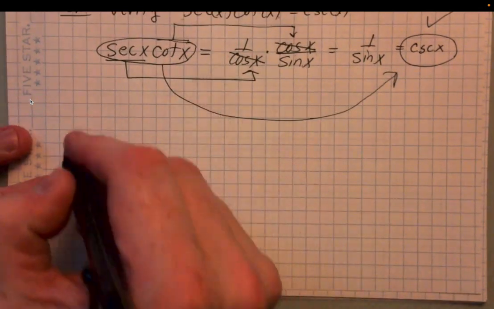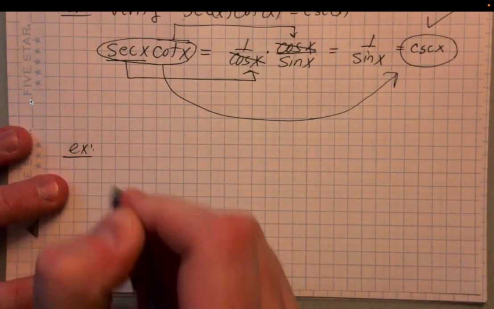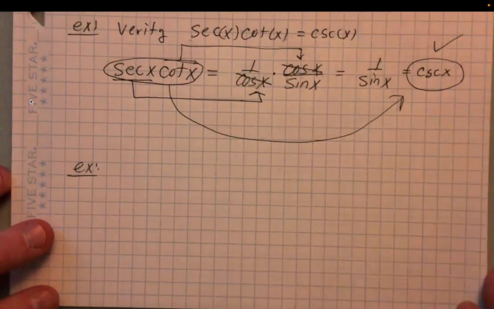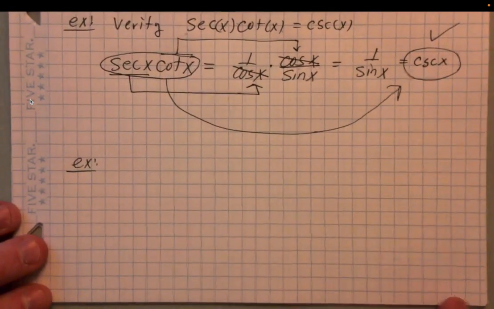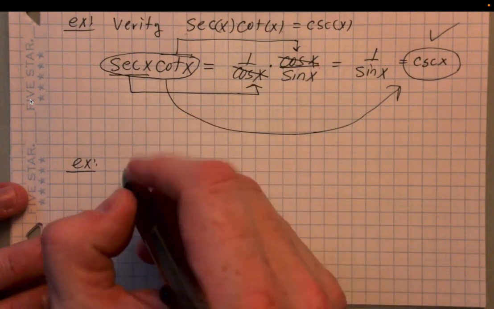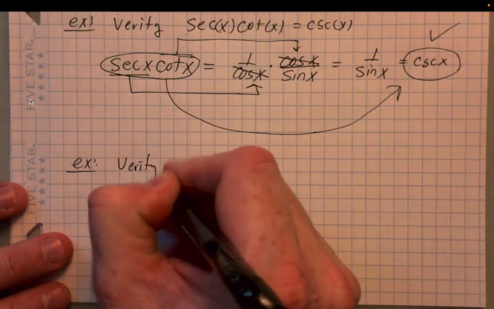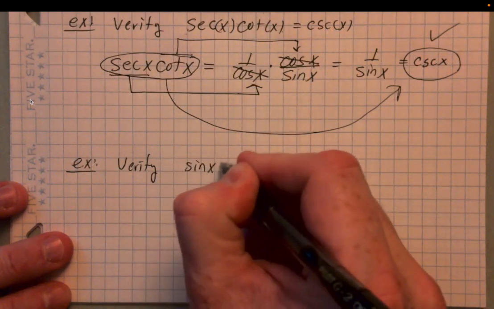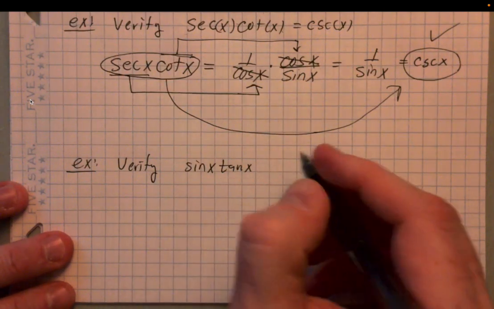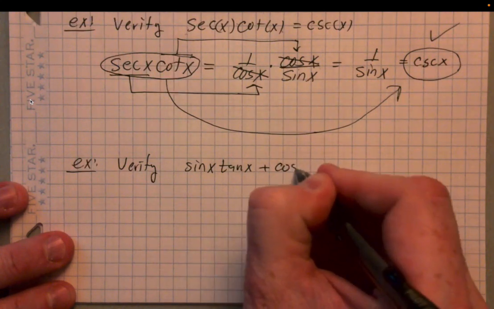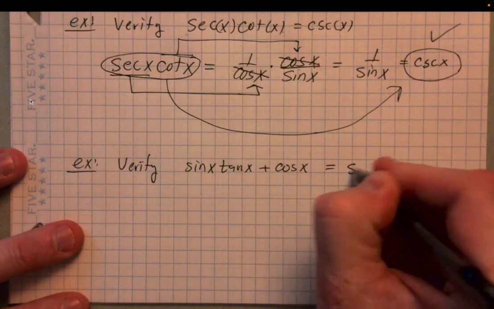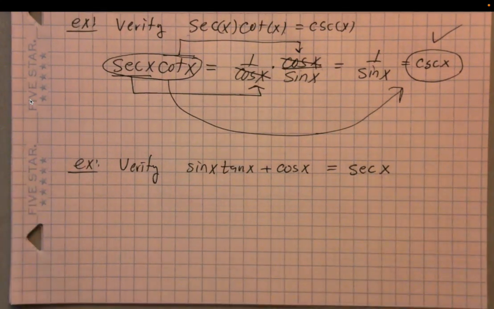All right, so sometimes these are easy, sometimes they're very challenging, and frequently there are multiple ways to solve or verify an identity. So let's verify that the sine of x times the tangent of x plus the cosine of x is equal to the secant of x.